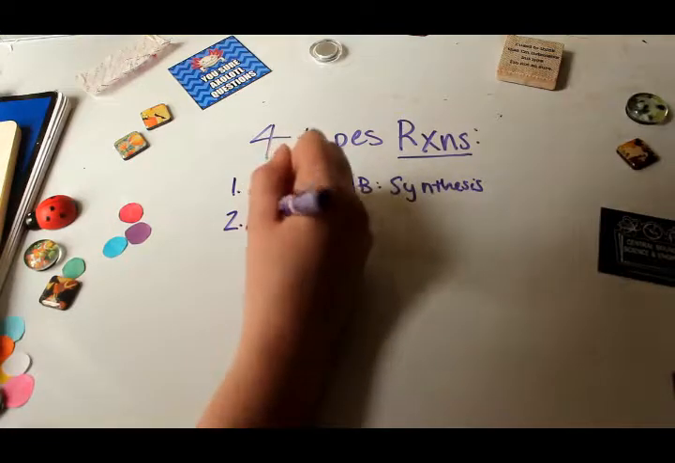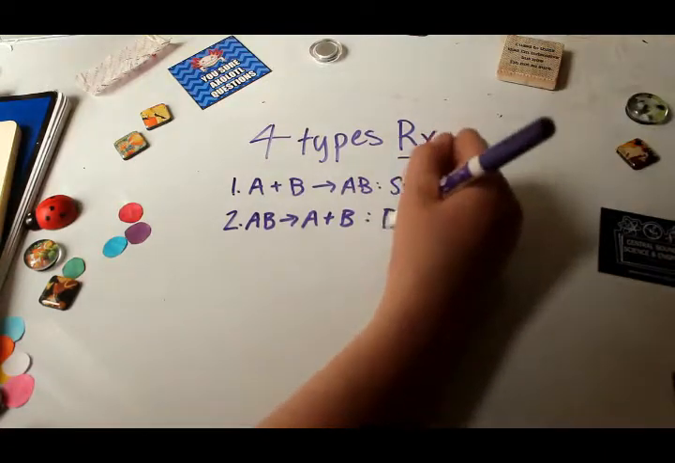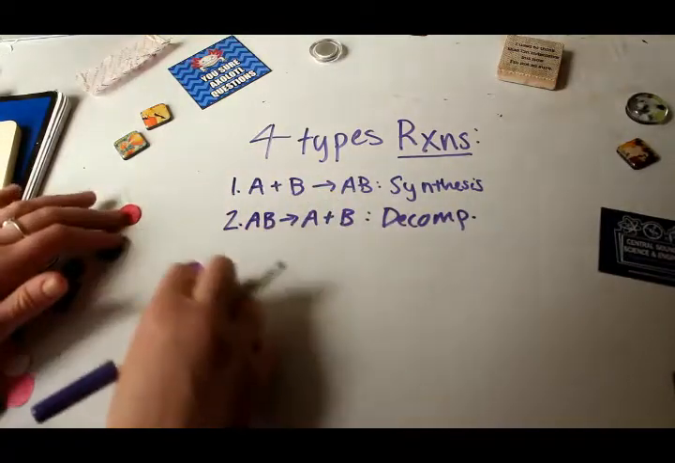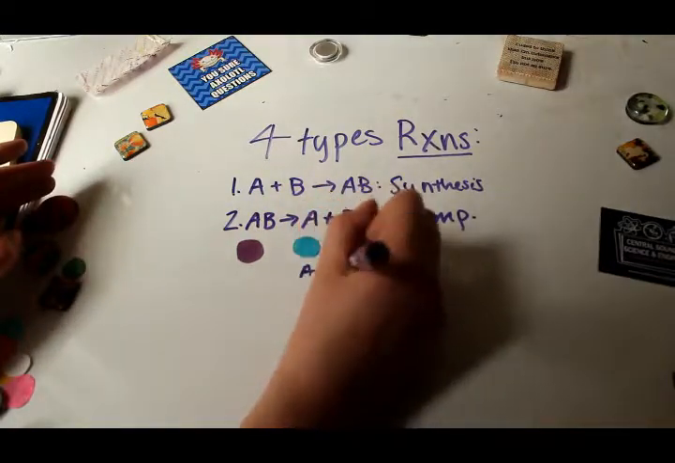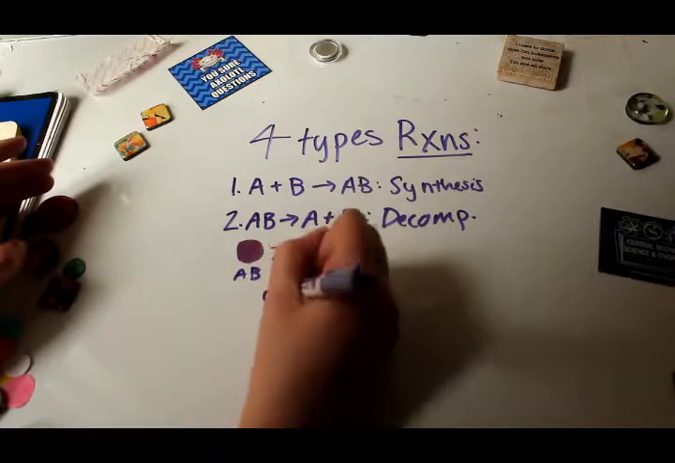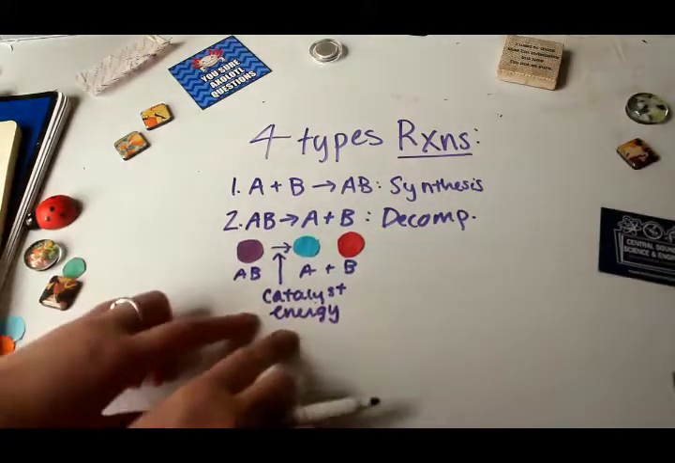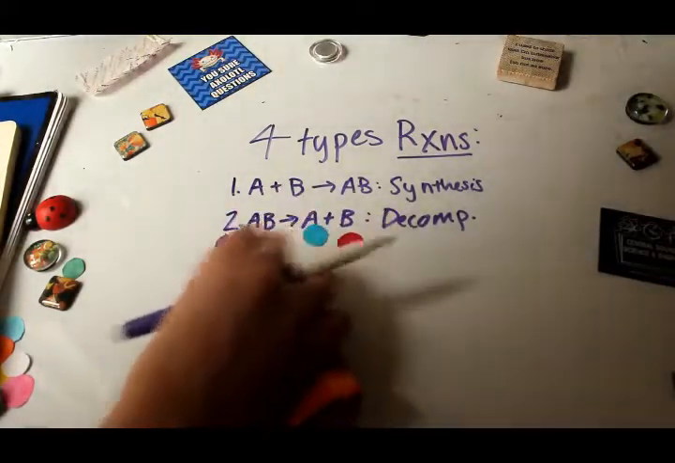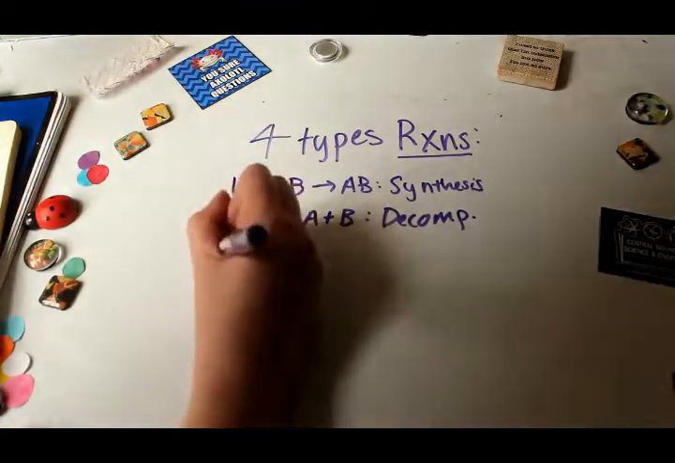So the second reaction should look kind of familiar. It is AB yields A plus B. This is called a decomposition reaction. I'm just going to shorthand that to decomp. In this case, we can use the same example. AB yields A plus B. And somewhere in here, chemists might put a catalyst or something that could lower the energy barrier. You could do a biological or chemical catalyst. You could subject it to light, to heat, to pressure, anything like that. So it depends on what you're working for.